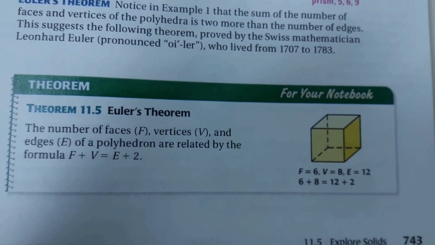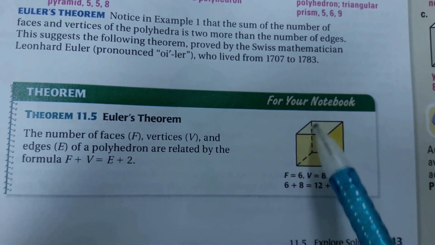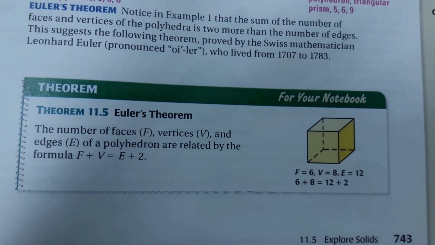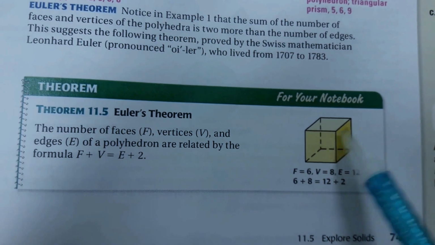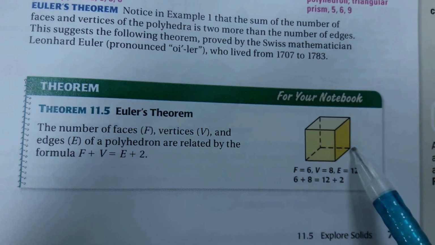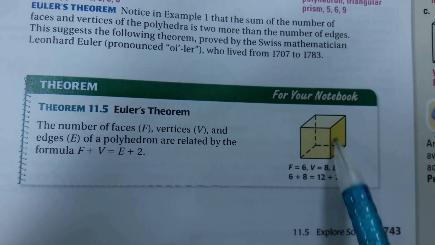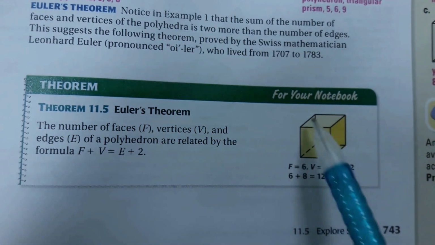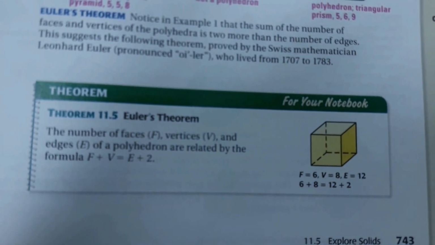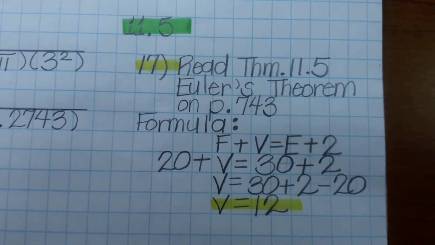You have F for your faces. Your faces is the outside parts of my geometric figure. The vertices we know are the turning points on a geometric figure. You have E for the edges, and edges is the parts that actually draw out that geometric figure. Those are called my edges. So now you're familiar with the different terms for Euler's theorem.